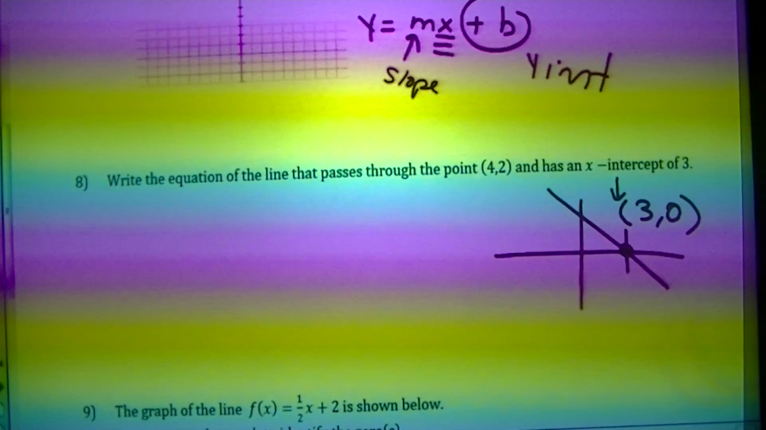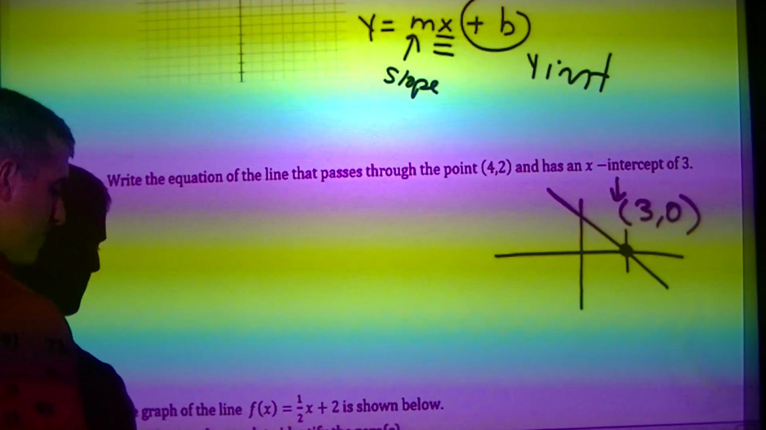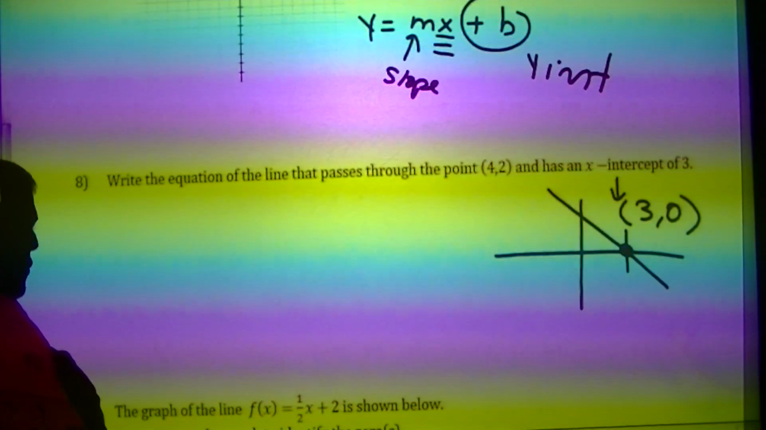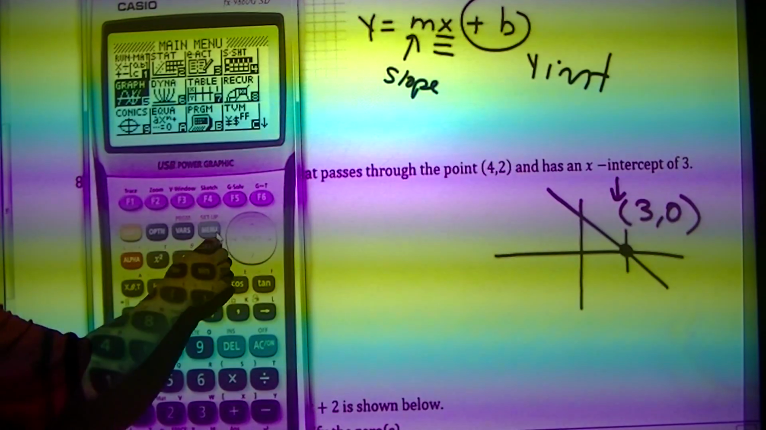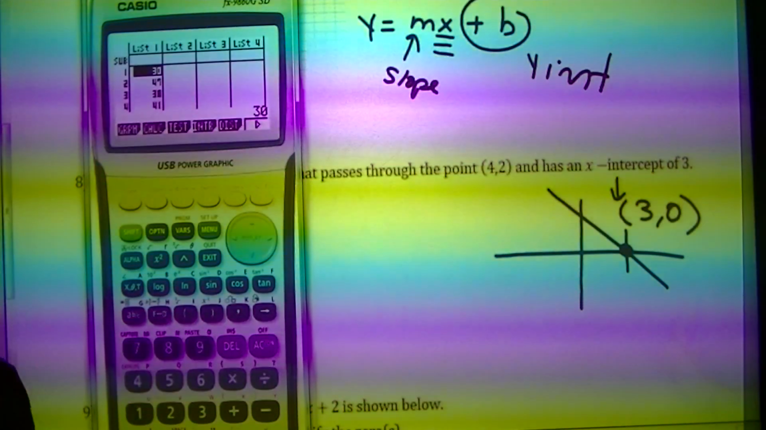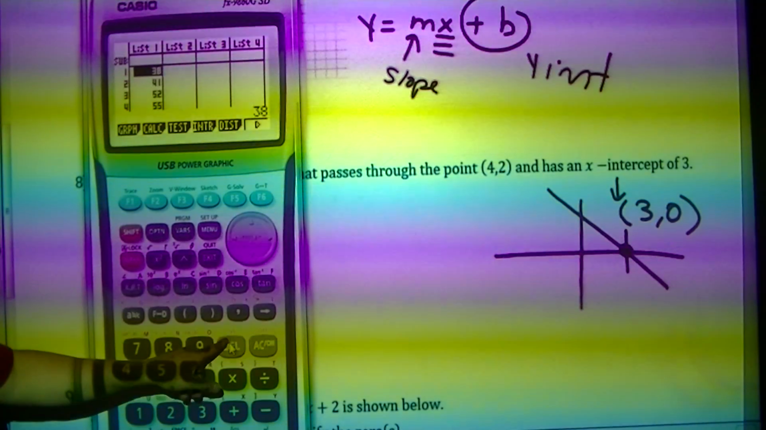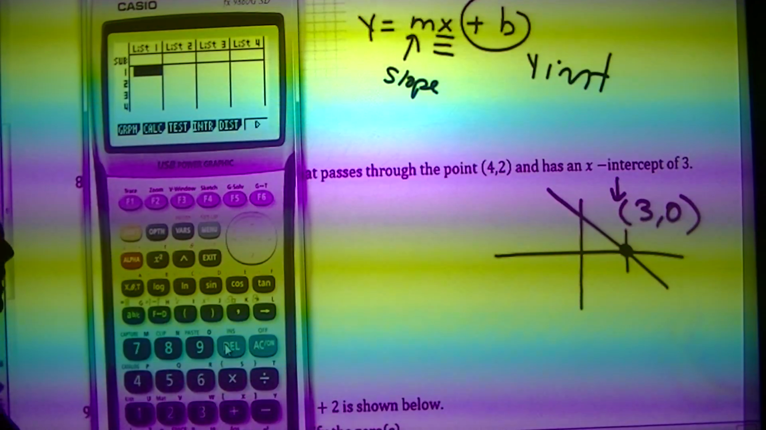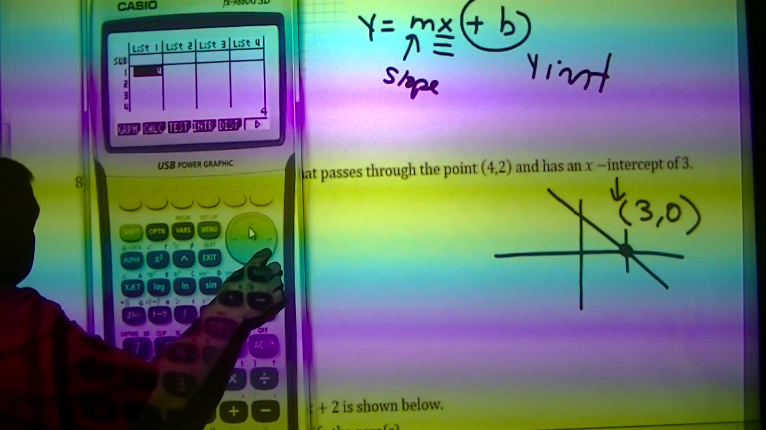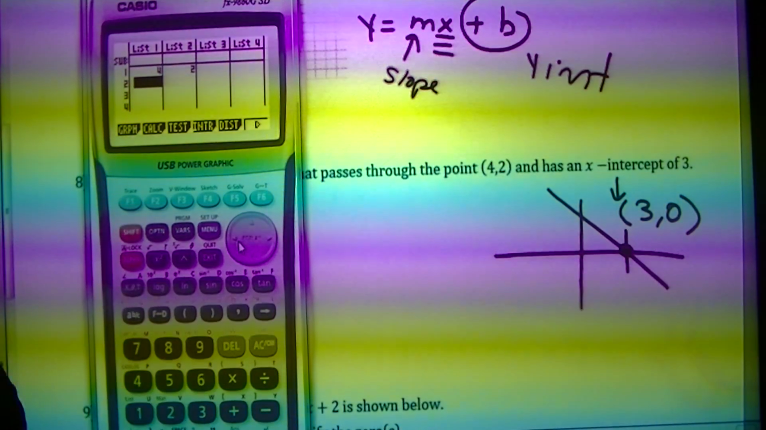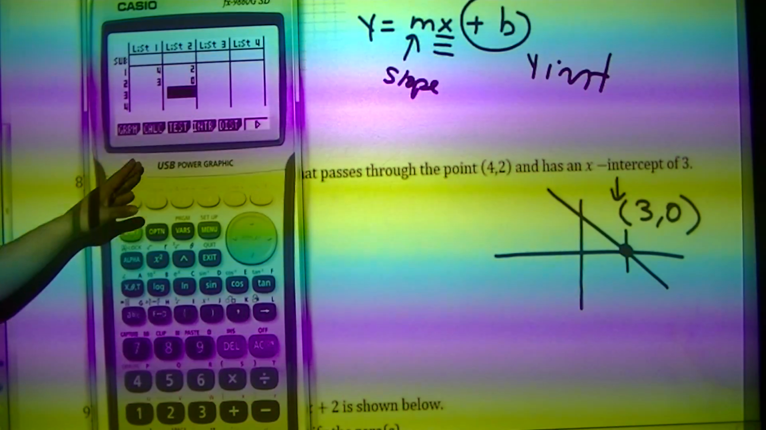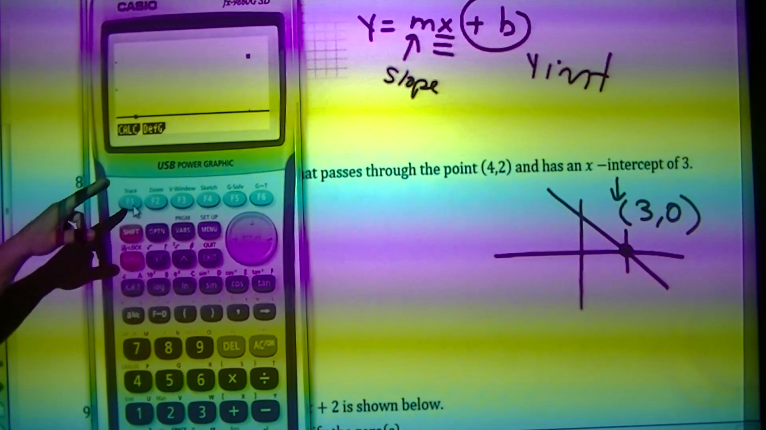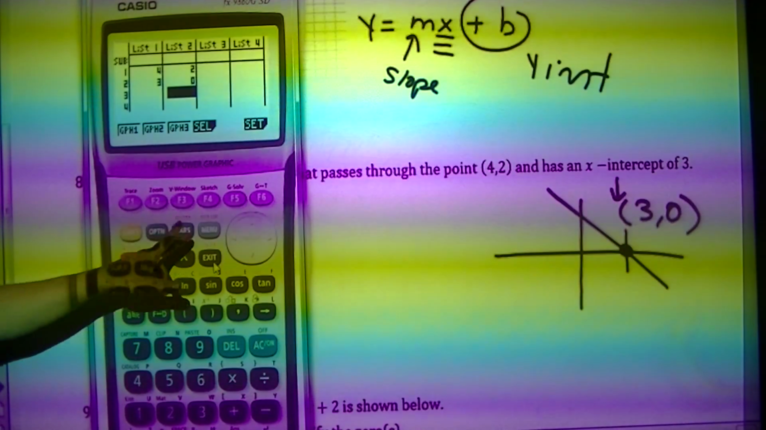Now, if I have two points like that, I can go into my calculator, go to Menu, go to Stat. Let me delete these out. I can type these in: 4, 2, and 3, 0. If you want to graph it, you can.